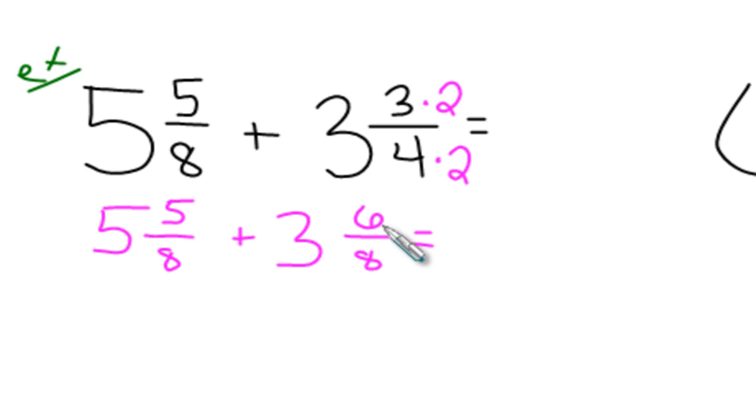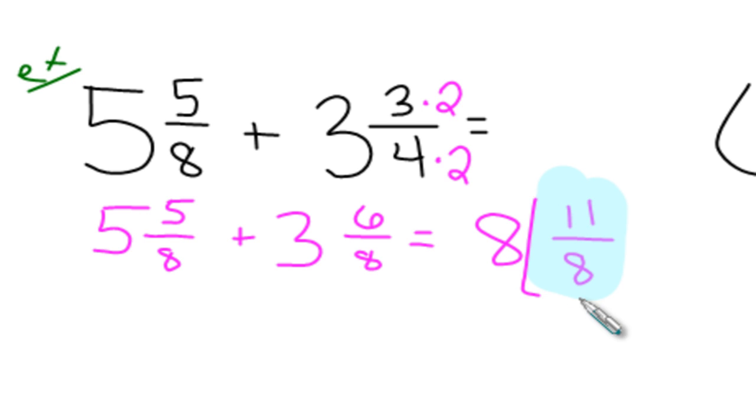So we have 5 plus 6 is 11. Denominator stays the same. And then add or subtract your whole numbers. 5 plus 3 is 8. Step 4, get rid of improper fractions if you have one. We do have an improper fraction right here because our numerator is bigger than our denominator. I would suggest drawing a rectangle around it or putting an arrow to it, whatever you need to do to show that's an improper fraction so you know you have to change it.